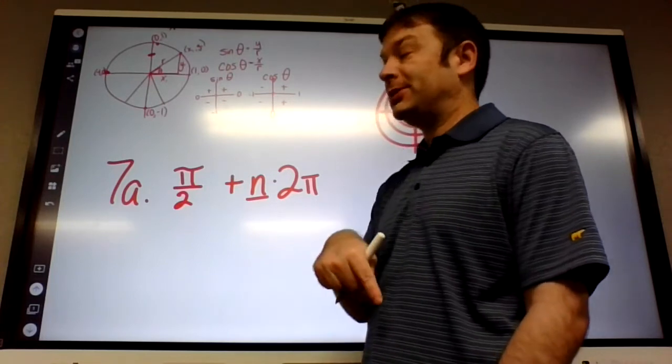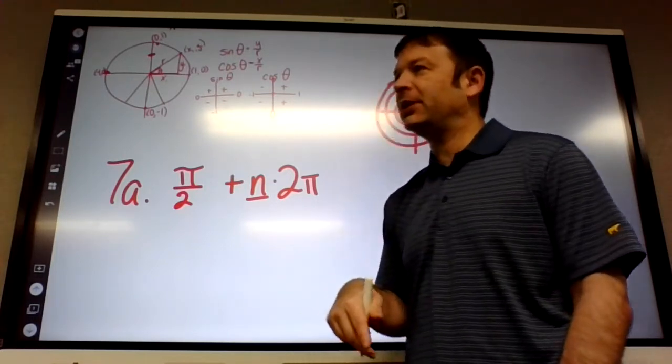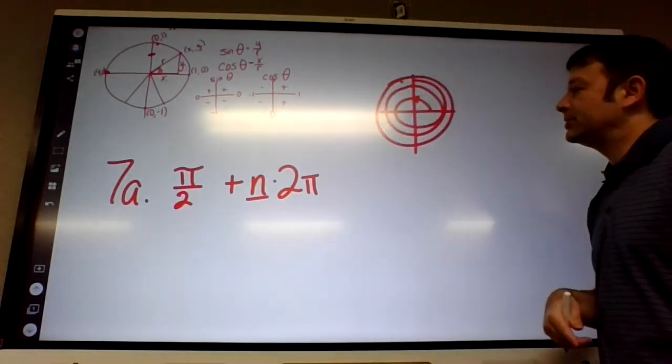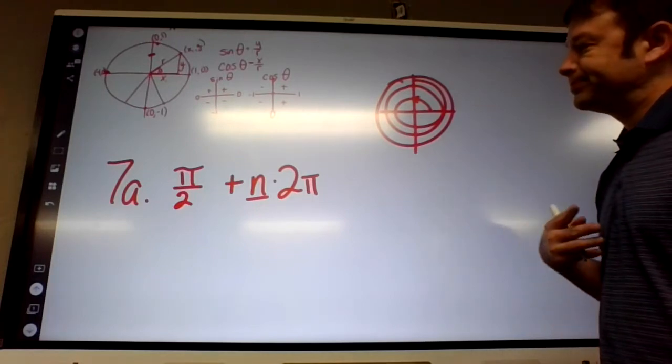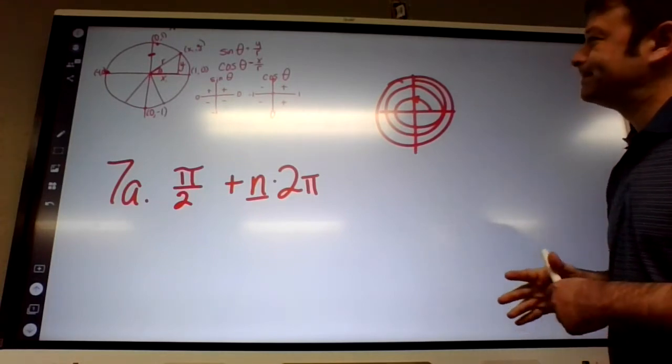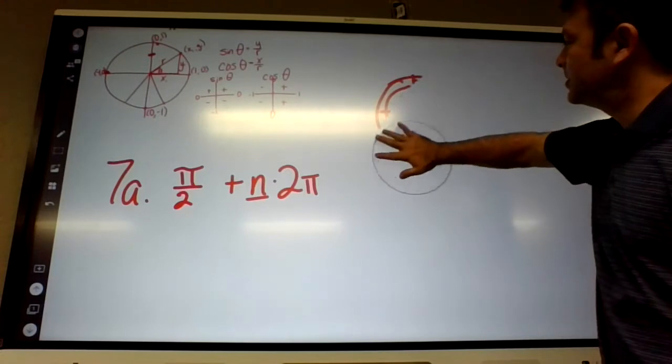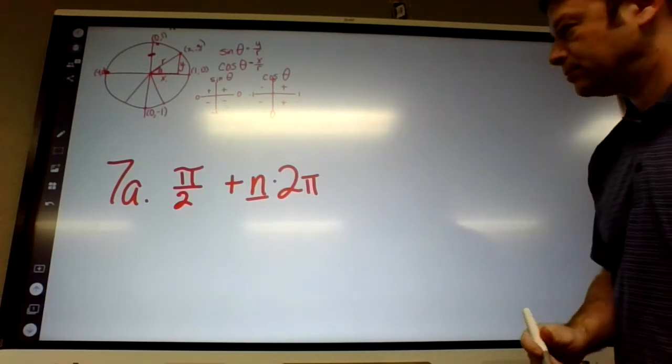Technically, we should probably state that n is an integer, like it can't be a fraction, but the book didn't, so I'm not going to do it. No extra credit.